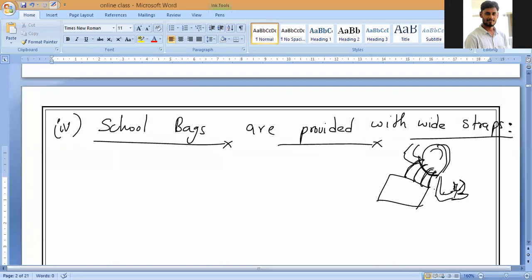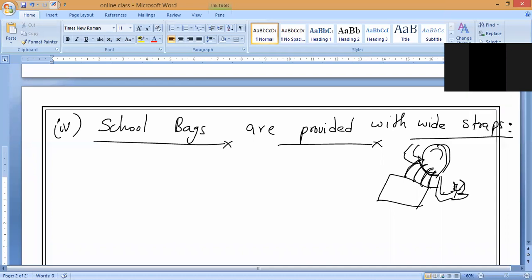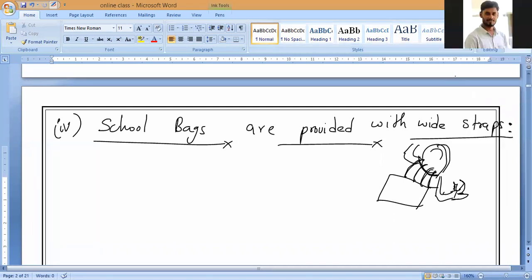So less pressure is exerting on our body, so that we will feel comfortable to walk. If not, what will happen? We will find it very difficult to walk if the strips are very thin. That is why our school bags always come with wider strips. Is it okay, Tamil Selvan? Yes, sir. That is what you have to understand. So now let us go to the next one. This is why school bags are provided with wider straps.